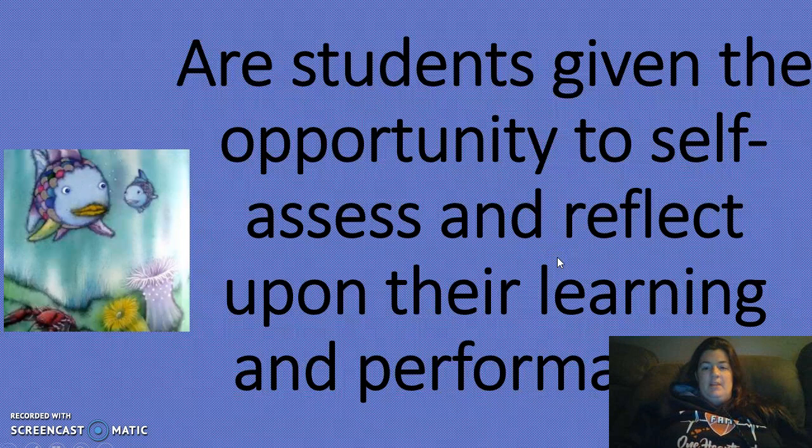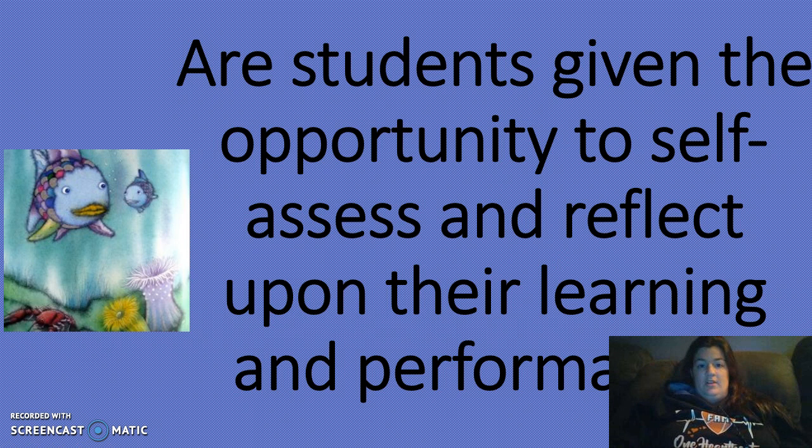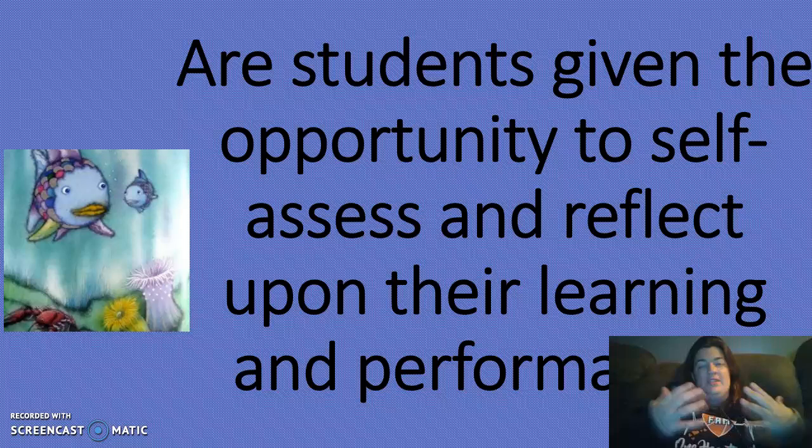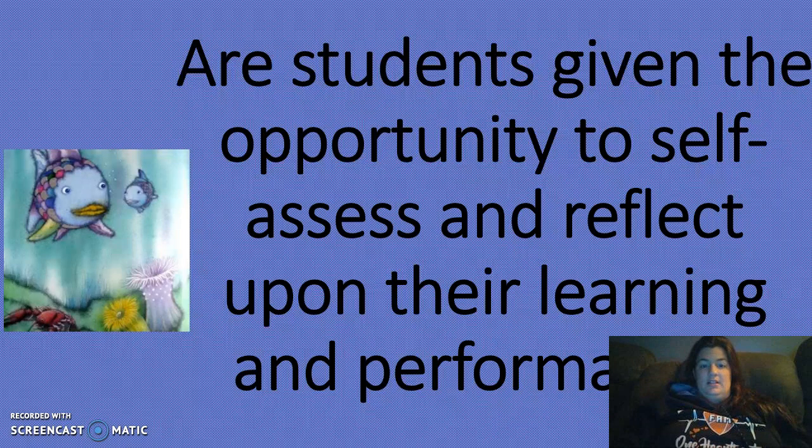Are students given the opportunity to self-assess and reflect upon the learning and performance? For sure. We have conversations with our kids all the time. When we did the Smartboard activity, we made sure that the kids talked to their friends about it. We did it as a group. We said, is this a good idea? Would this be a good quality? And students would use sign language and say yes or no and be able to tell us what they think.